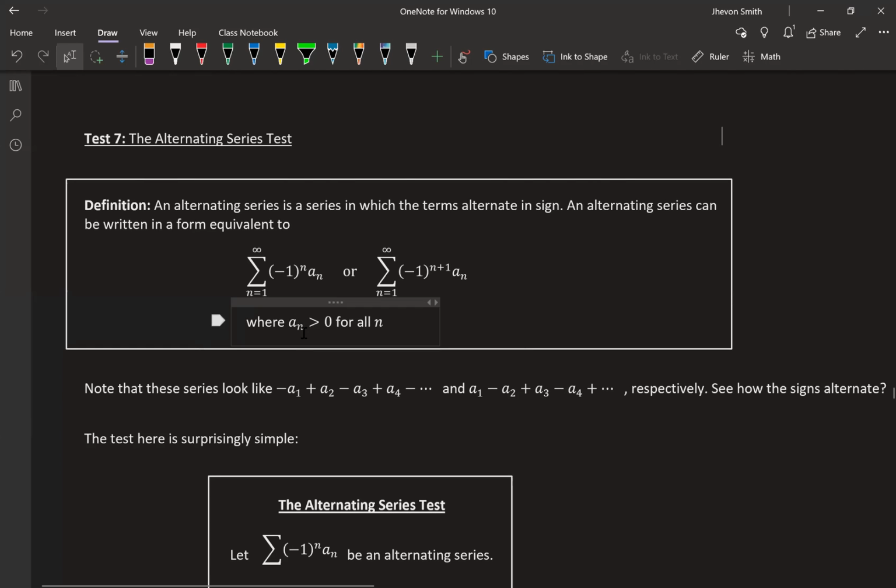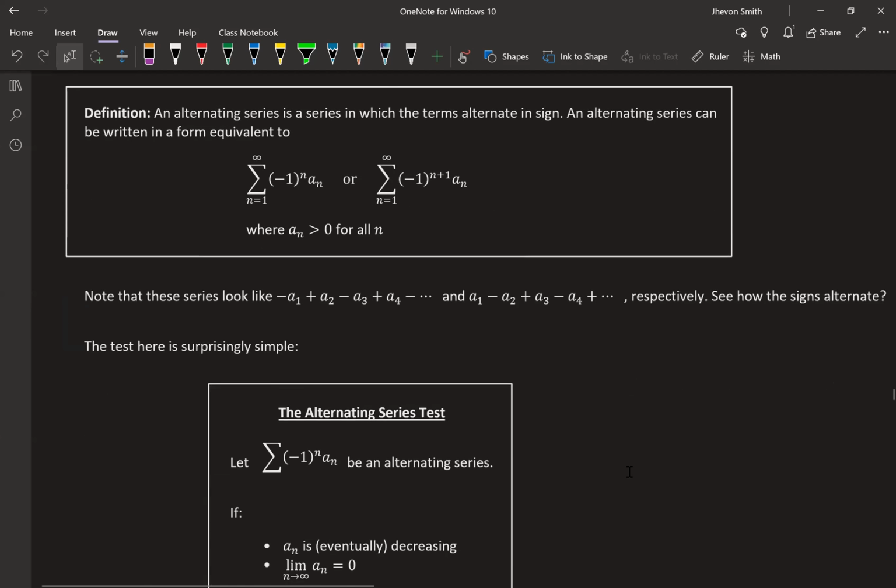So the terms are all positive, and then you can apply a plus or minus sign alternately. Once you have such a series, this is called an alternating series. A very common way to write these is something like this, (-1)^n times a_n. This is something we looked at before. That defines an alternating series, and that's how you're going to see the definition. Now, this test is surprisingly simple.